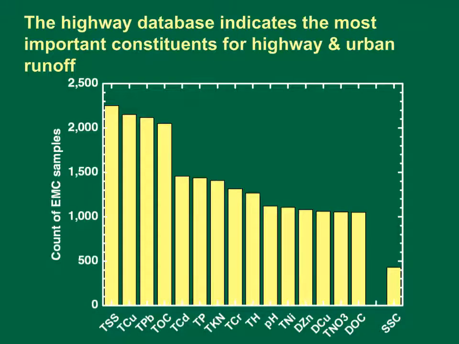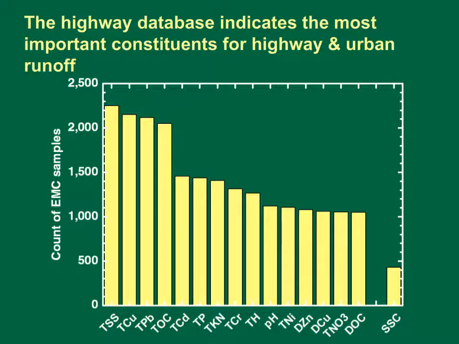This graph shows the occurrence of runoff constituents in version 1.0.1 of the highway runoff database. The sample counts indicate which water quality constituents are considered as the most important. The top 15 constituents in terms of the number of samples are total suspended solids, total copper, total lead, total organic carbon, total cadmium, total phosphorus, total Kjeldahl nitrogen, total chromium, total hardness, pH, total nickel, dissolved zinc, dissolved copper, total nitrate, and dissolved organic carbon, which all have more than 1,000 samples.